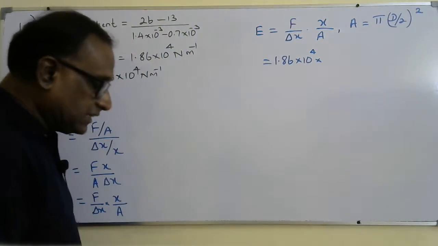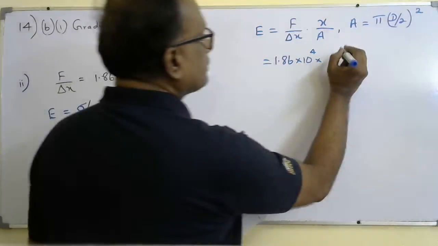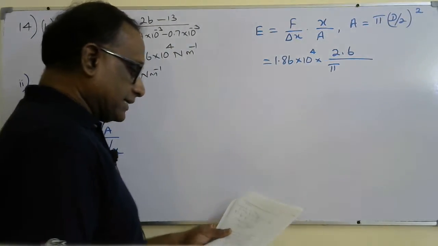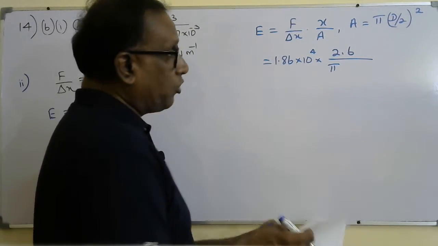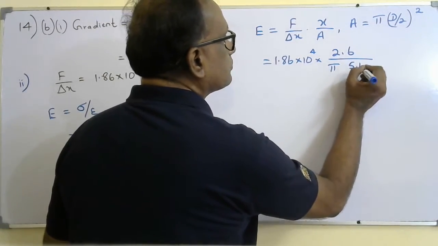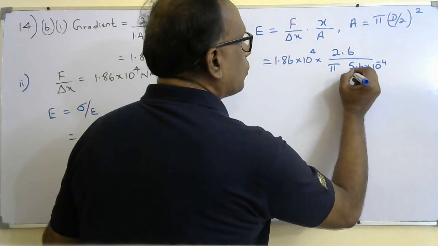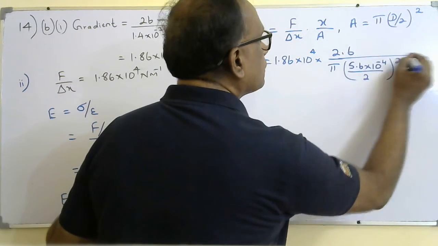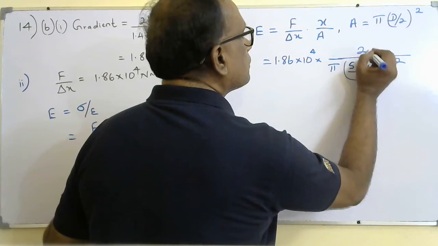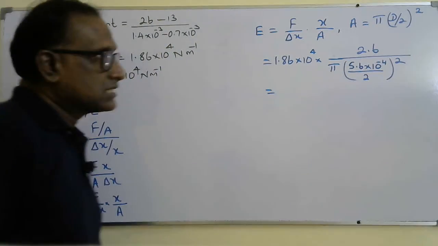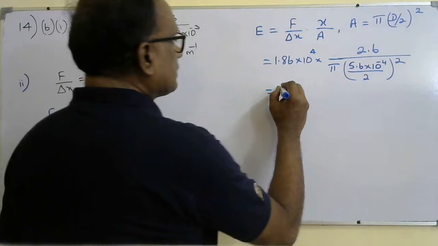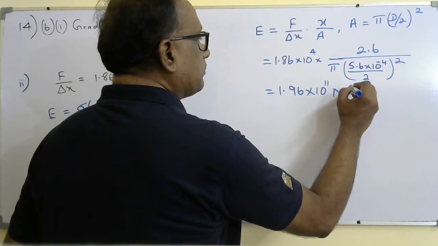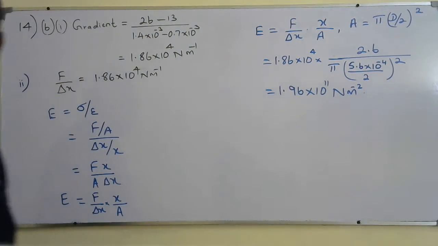into x, the initial or original length, which is 2.6, over area pi d by 2, all being squared. Diameter is given, 5.6 times 10 to the power minus 4 meter, over 2. Okay, solve it. You will get the final answer 1.96 times 10 to the power 11 Newton per meter squared, or Pascal. You can give the unit.